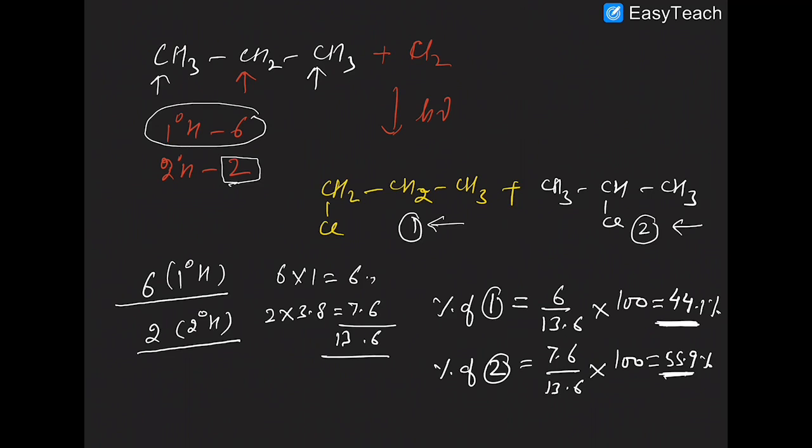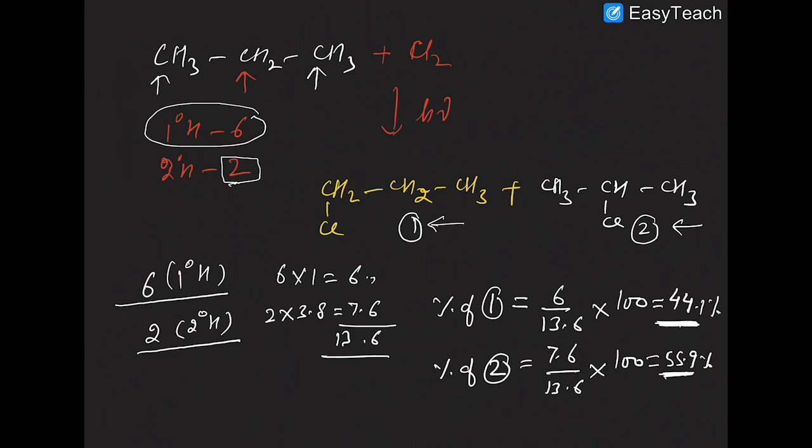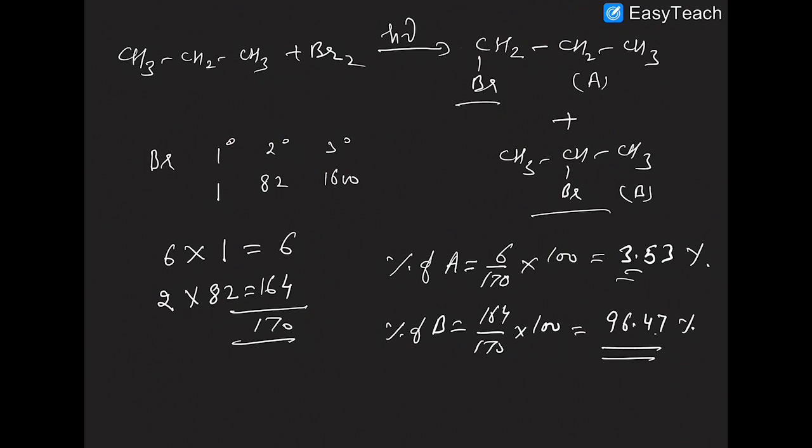Now compare this value with the chlorination. In case of chlorination, the primary product is 44%, but in case of bromination, the primary product is only about 4%. Here the secondary product is 96.47% and there it is about 56%. So look at the selectiveness of bromination. Bromination is much more selective in nature; it prefers tertiary and secondary hydrogen. And in case of chlorine, what happens? There are nearly equal percentages of primary and secondary.